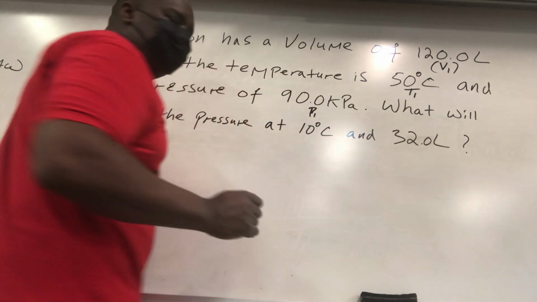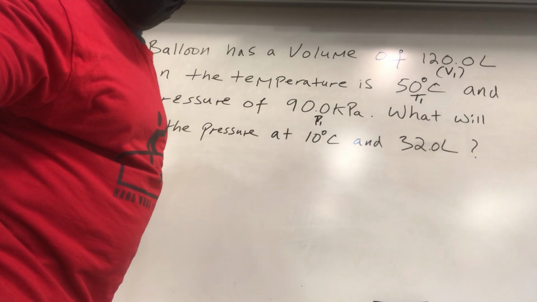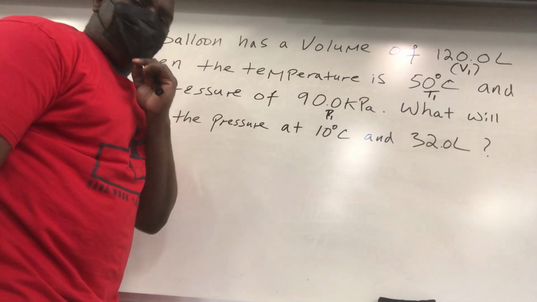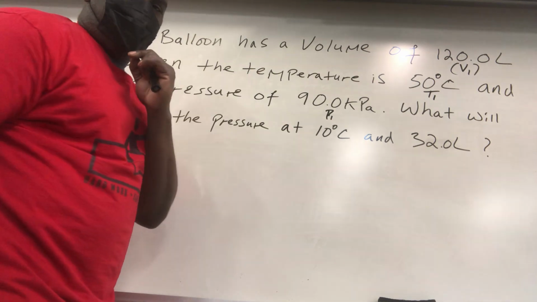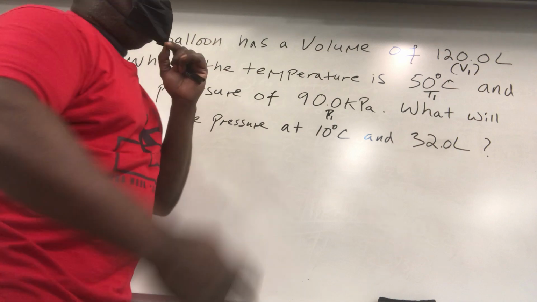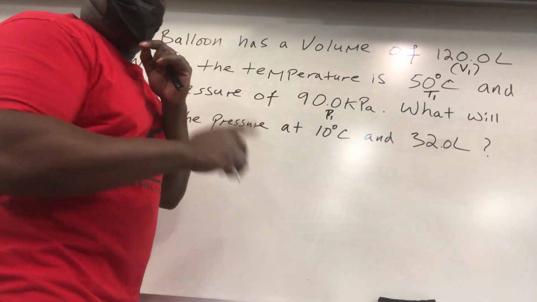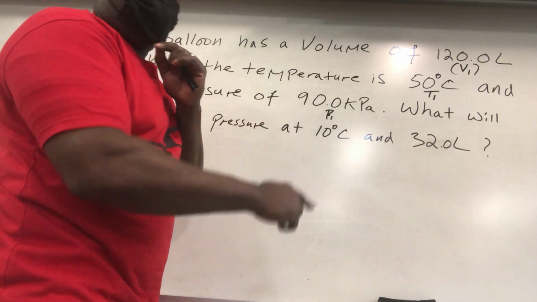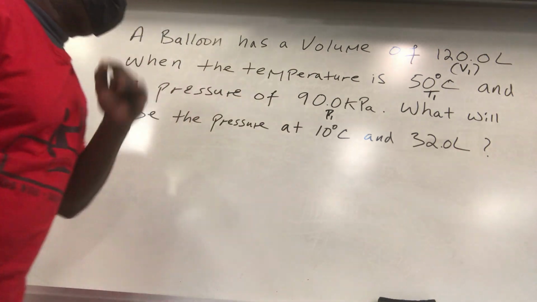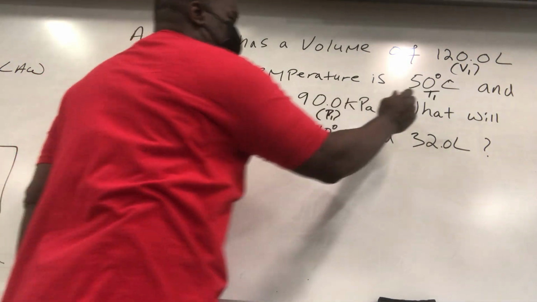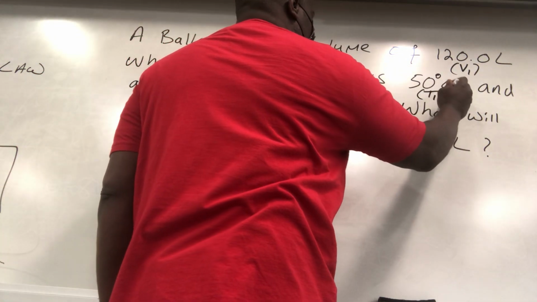Now remember, guys, the thing about the combined gas law is there are no constant variables. There's nothing disappearing: no pressure disappearing, no volume disappearing, no temperature disappearing. We're using all the variables, so it's very important that we label everything correctly, read the question properly and slowly, and make sure we're okay. So that's our P1, pressure. That's our T1, temperature.